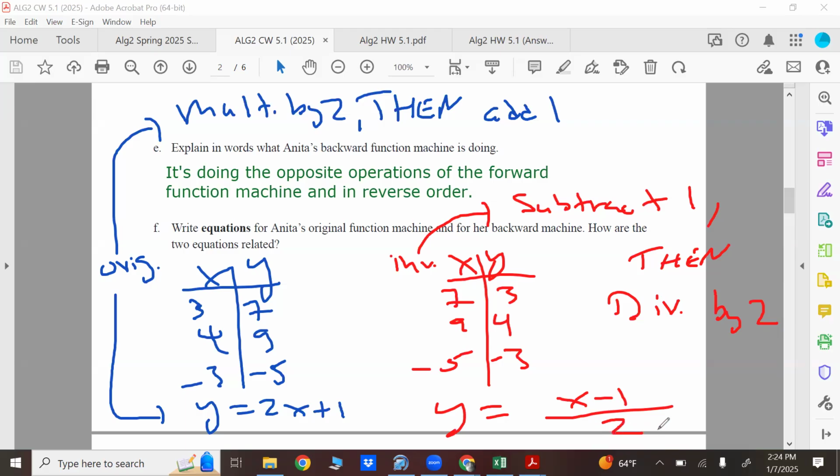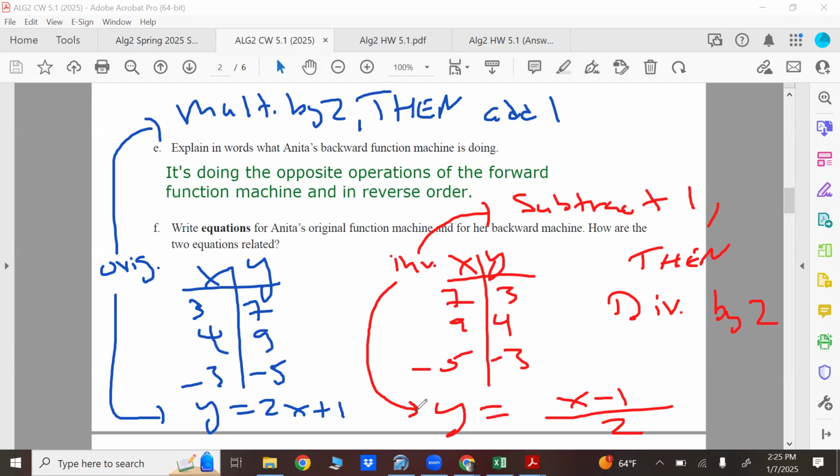Now, is that consistent with the table? If I plug in 7, do I get 3? Yeah. If I plug in 9, do I get 4? Yep. If I plug in -5, do I get -3? Yep. So it's the reverse of the original function. So we subtract 1, then divide by 2.